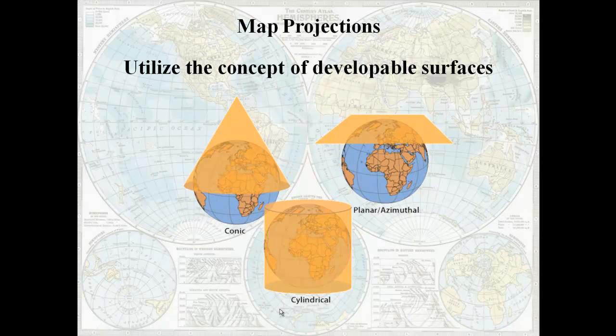These projections use the concept of developable surfaces, and I challenge you to say the word developable several times quickly. But there are three basic developable surfaces: the plane, the cone, and the cylinder. So all of the map projections involve some type of manipulation where conceptually you're projecting the surface of the Earth onto one of those developable surfaces. Depending upon which surface you project it on, you're going to get a different looking map.